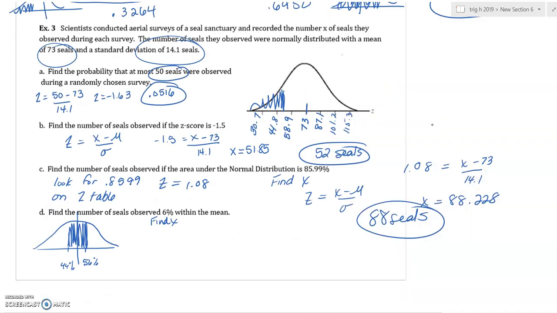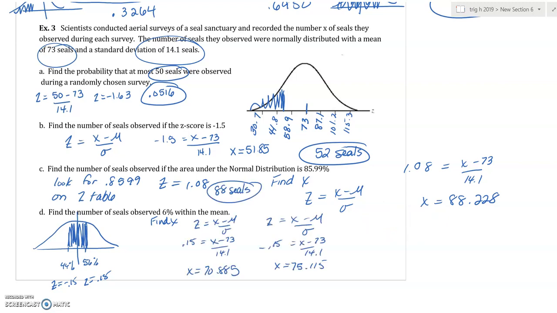So we're going to think of this as a z-score of 0.15 and a z-score of negative 0.15. So the next step is to find x using those two z-scores. So pause the video and go ahead and do that now. All right, so hopefully you found with a z-score of 0.15, x would be 70.885 seals, and with a z-score of negative 0.15, x would be approximately 75.115 seals.